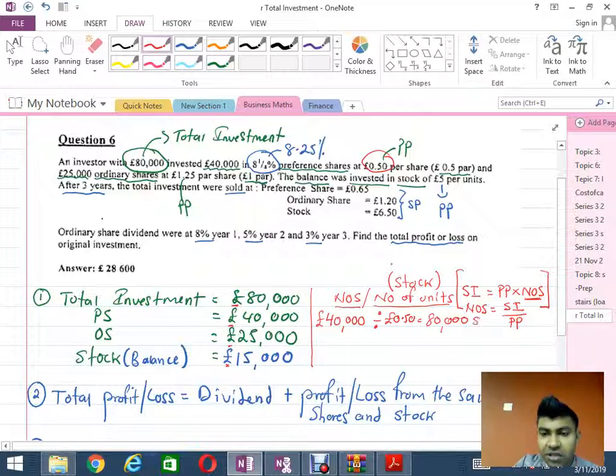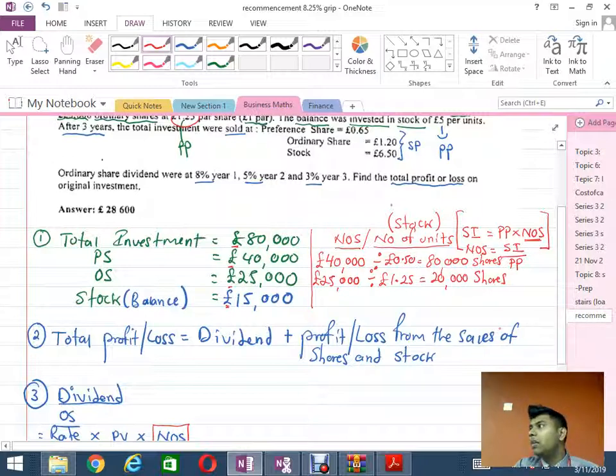Okay, you get 80,000 shares. Same thing here. 25,000 divided by what? What is the purchase price for ordinary share? There, 1.25. So how much you get? So do you get 20,000? 20,000 shares. Am I right?